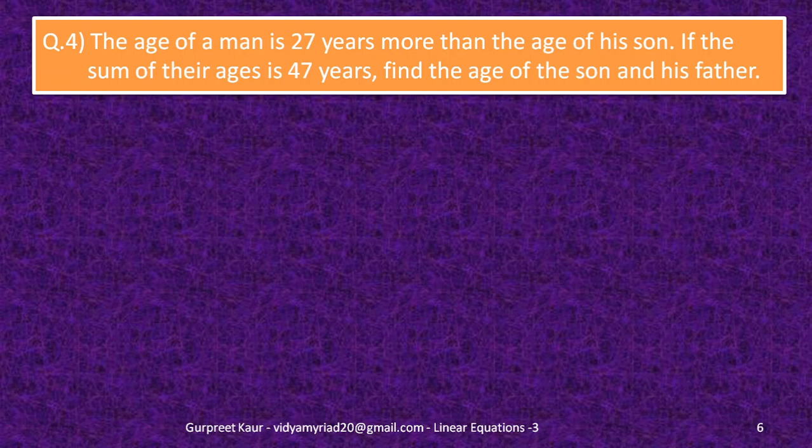Then I will find out the age of a man. He is 27 years more. That means I will add 27 in the son's age. Okay. And they are telling both of their ages, some ages, it is 47 years. I have to find out the age of the son and the father or the man.